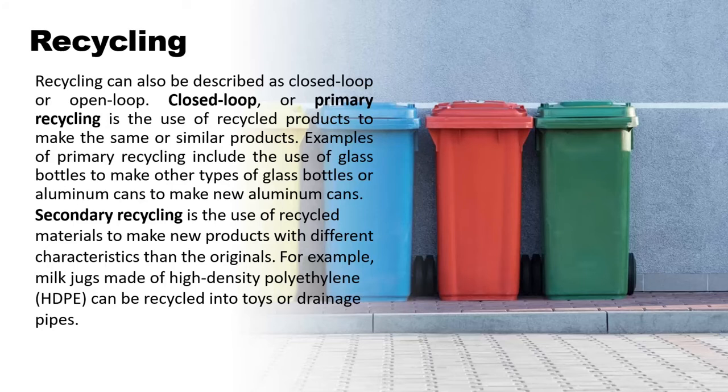Secondary recycling is the use of recycled materials to make new products with different characteristics than the originals. For example, milk jugs made of high-density polyethylene, or HDPE, can be recycled into toys or drainage pipes.